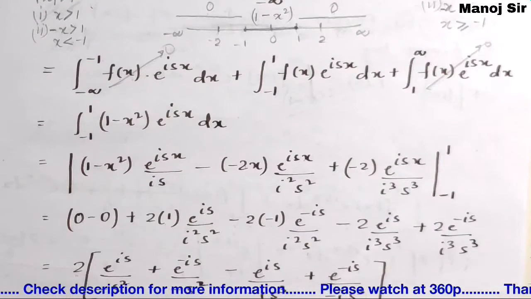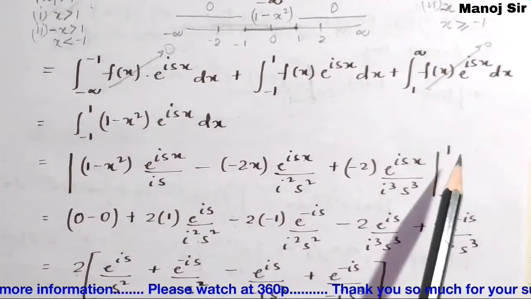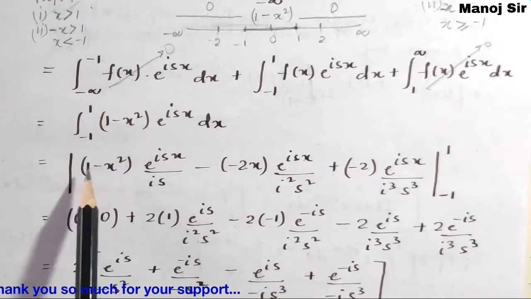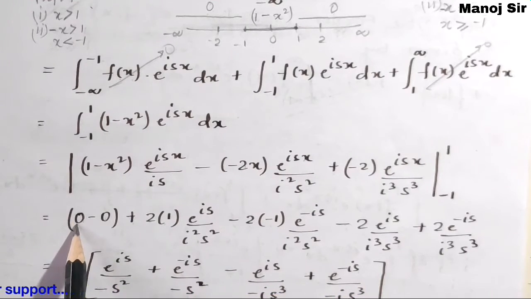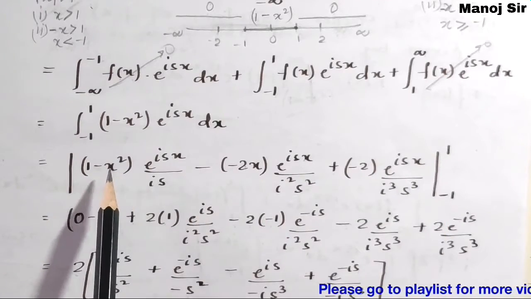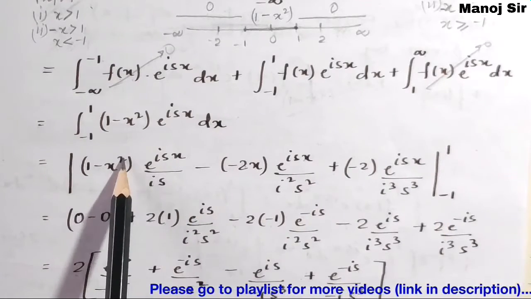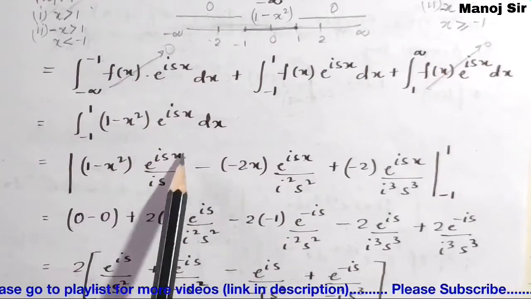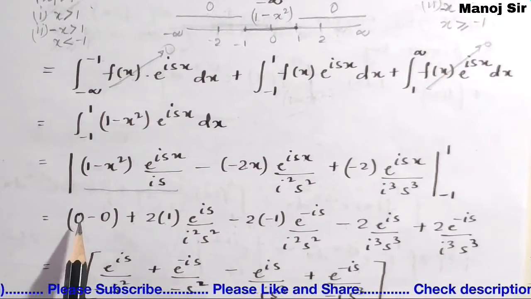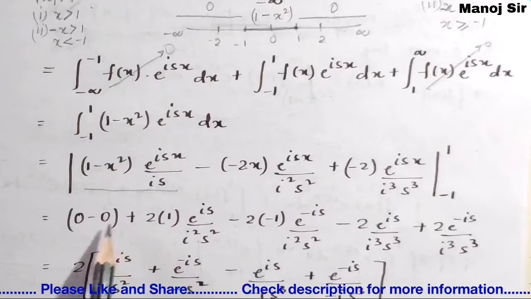Now here if you put upper limit and lower limit for the first term, that is 1 is here, that is 1 square is again 1, so 1 minus 1 will become 0. Upper limit minus lower limit, if you put minus 1 in place of x, so x square, that is minus 1 square, that is 1 again, 1 minus 1 will become 0. So for the first term, the value for upper limit and lower limit is 0.